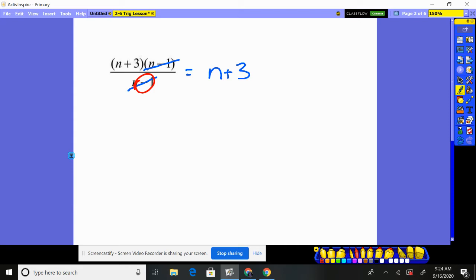So we need to make sure that right here, even though it crossed out and we don't notice it at this point because we're like, oh, n plus 3 is the same as that, you have to put the restriction. n can't be a 1.